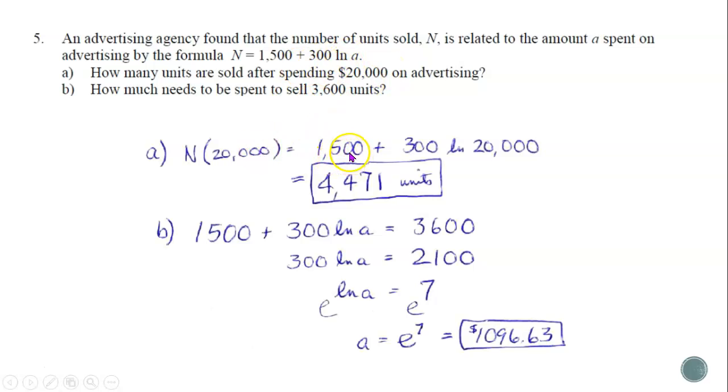We're calculating 1,500 plus 300 times ln of 20,000. And if you put that into your calculator correctly, it should come out to be 4,471 to the nearest whole number.